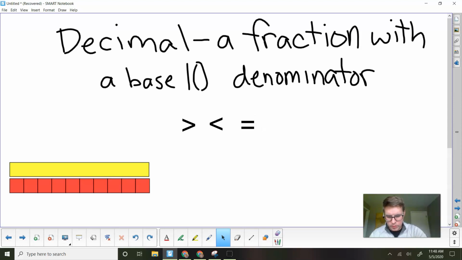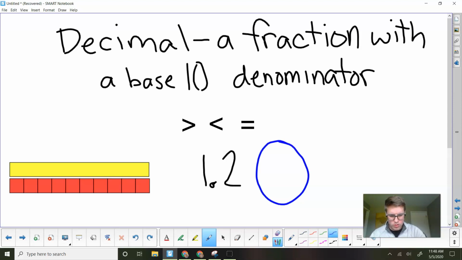And let's do another problem. Let's see, which is bigger? 1.2 or 0.7. Which do you think is bigger?